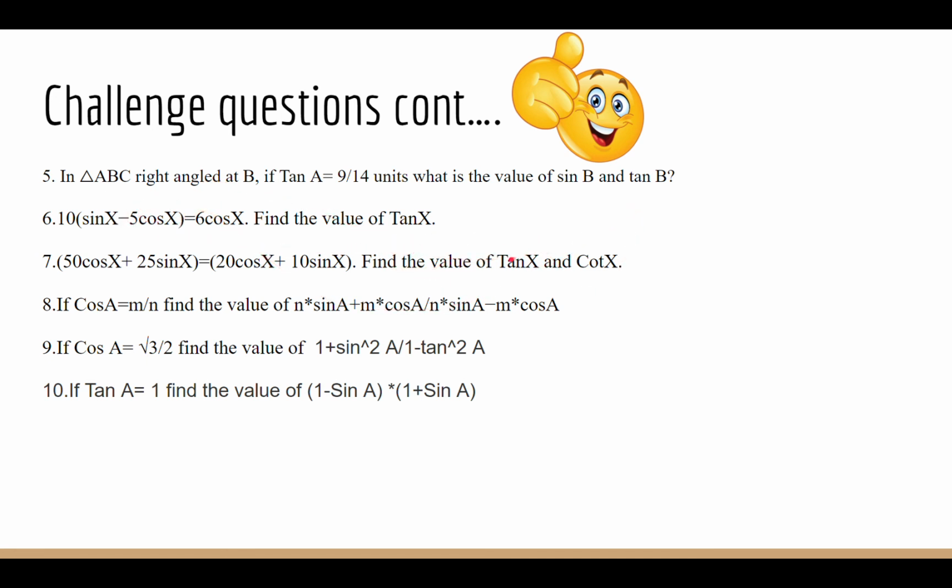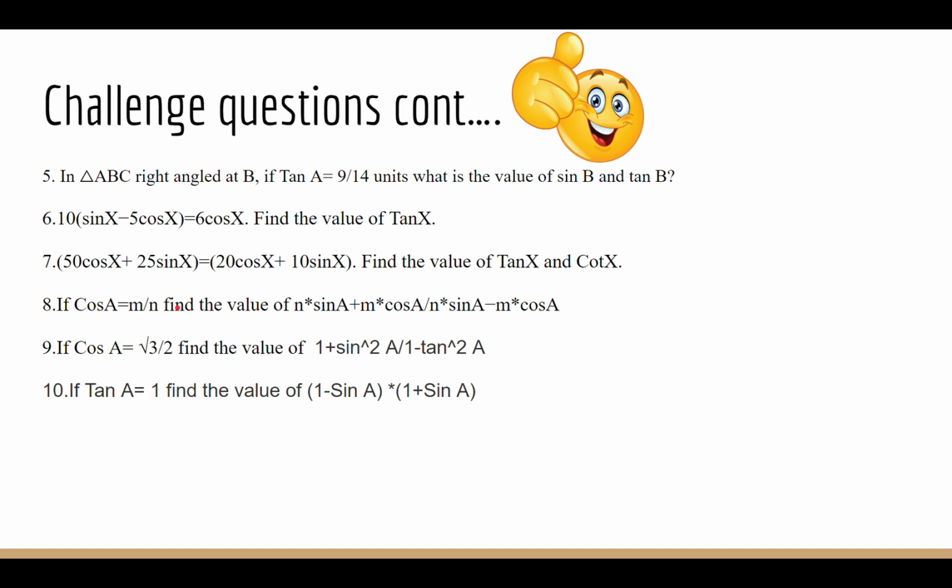And you will solve this question just as you have done question number 6. In this, I've asked you to find tan x and cot x. So if you have the value of tan x, you will easily find the value of cot x by reversing the order. For example, tan x is 5 by 12, cot x is 12 by 5. Just remember that tan x is sine by cos and cot x is cos by sine.